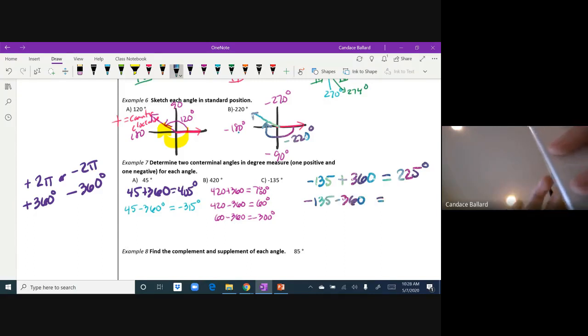So I get negative 400, that's a negative 495 degrees.